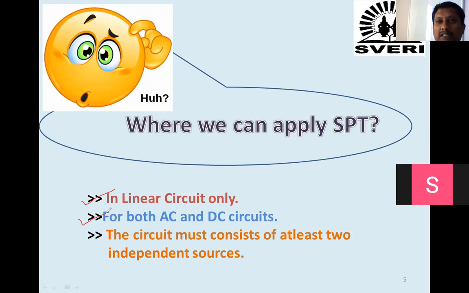But always remember that it should consist of at least two independent sources. How many dependent sources there are doesn't matter, but along with dependent sources you have to count how many independent sources are there. If it is two, then we can apply the superposition theorem. So these are some conditions of the circuit. If they satisfy these conditions, then we can apply the superposition theorem. Otherwise, it cannot be applied here.